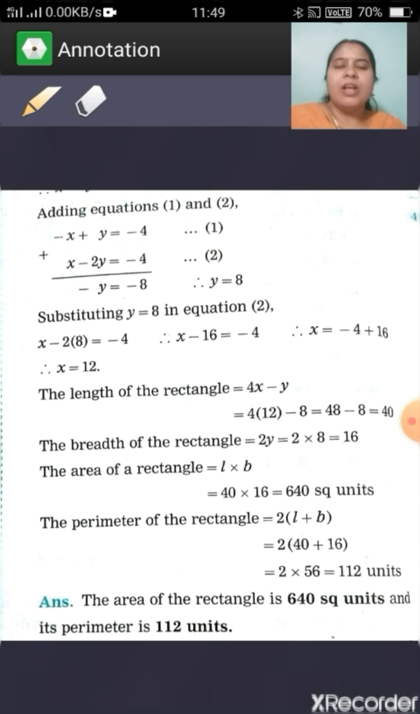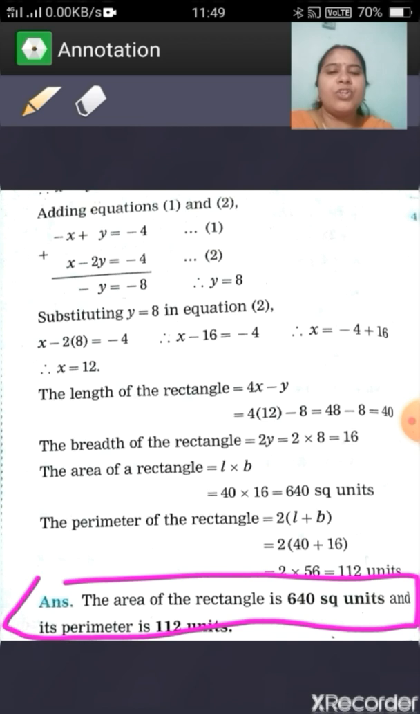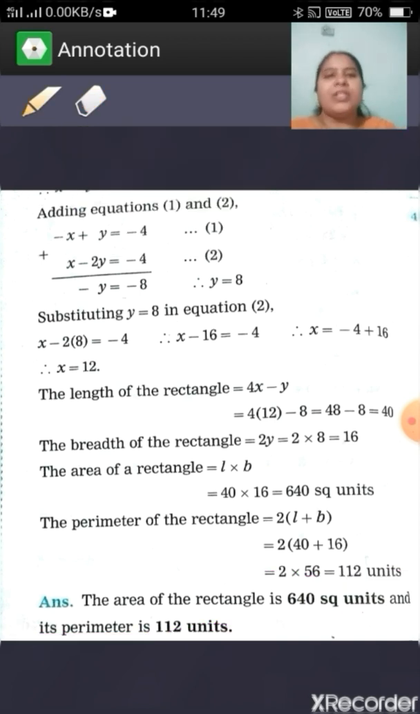Now what is left is to write the final answer in a box. So the final answer should have both the answers that they have asked us. The area of the rectangle is 640 square units and the perimeter of the rectangle is 112 units. Okay. So I hope you have understood all this. What was important in this? To remember that rectangle opposite sides are equal, equate them, get two equations and solve those two, and then finally find out what they have asked, that is area and perimeter.